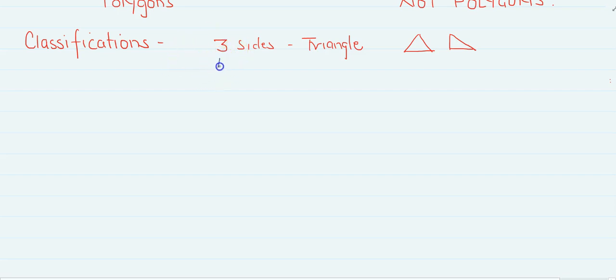If a polygon has 4 sides, it is called a quadrilateral. Quad means 4 and lateral means side. So it is a 4-sided figure. And this is important as this is the main topic for the syllabus of year 8.